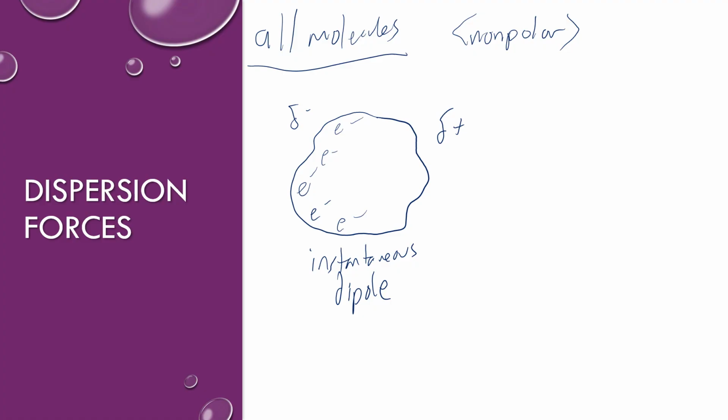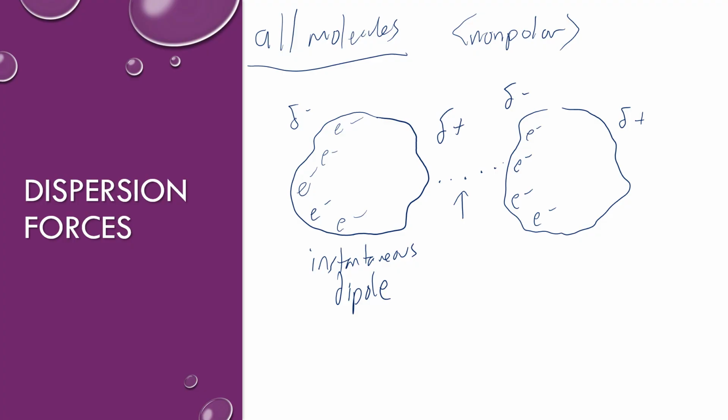When that instantaneous dipole happens, it can actually interact with other molecules who might have the electrons all to one side as well. So this side is slightly negative and this side is slightly positive, and you wind up with a weak force of attraction between them. That is the dispersion force. And so these are very frequently breaking and reforming as the electrons are moving randomly. And so they're very weak interactions.